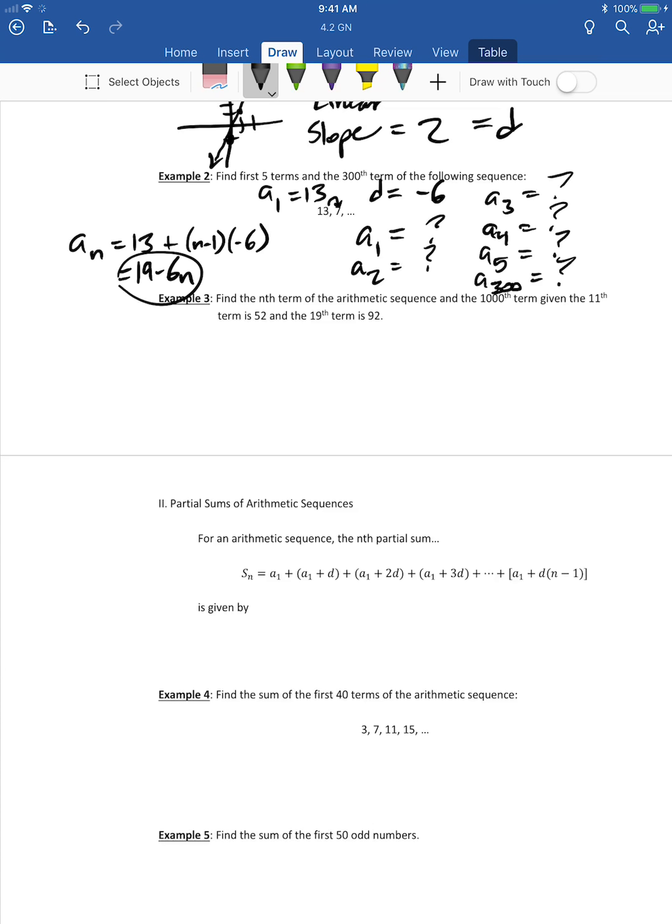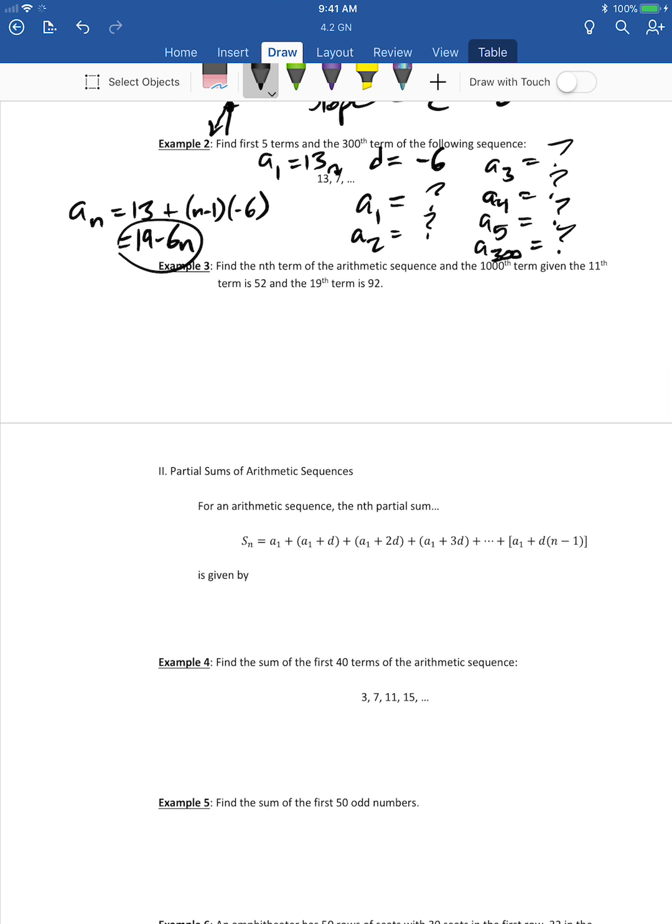But I'm going to move on to example 3, because example 3 is a little different. It's a really interesting example, and it's one that you will see on tests and quizzes and exit tickets, perhaps. So it's one that I want us to be able to understand. Find the nth term of the arithmetic sequence and the 1000th term, given that the 11th term is 52 and the 19th term is 92.